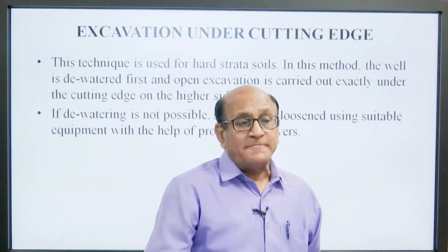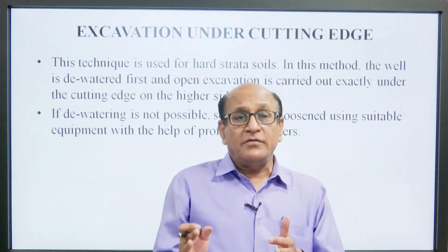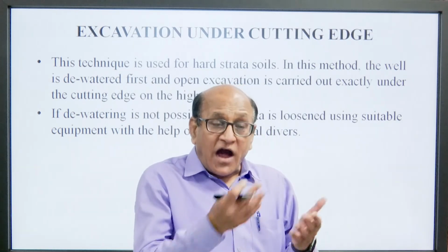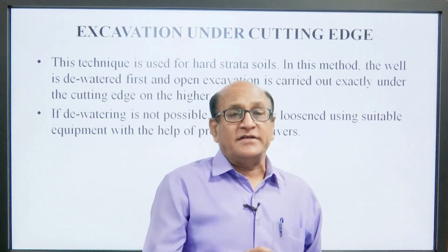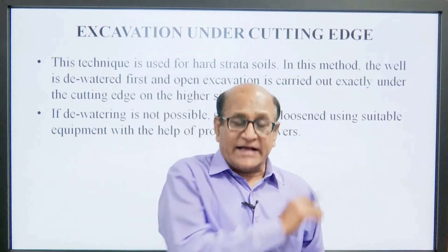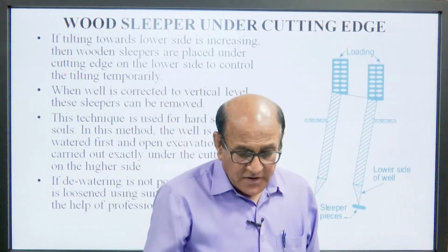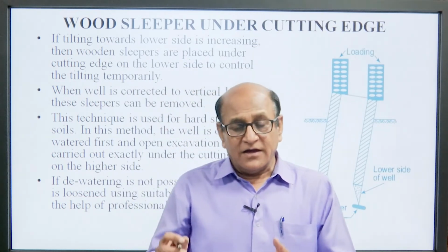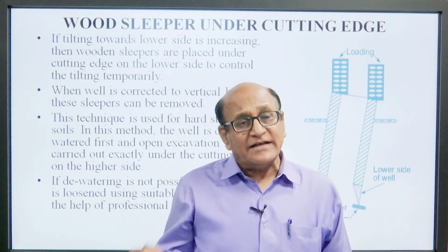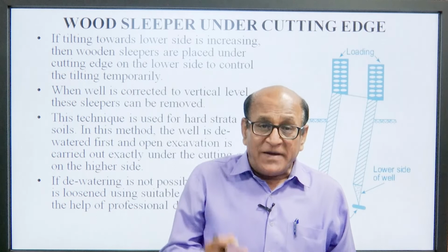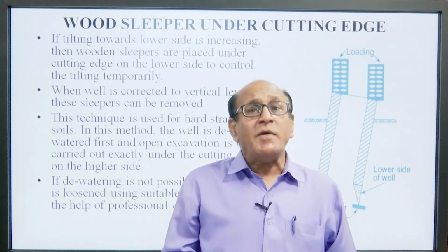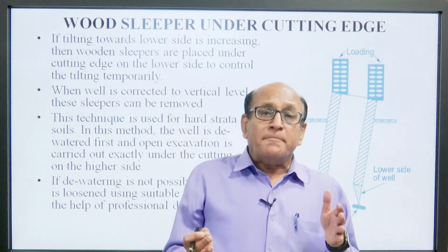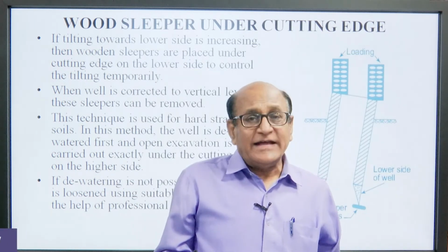Excavation under the cutting edge: if one side of the cutting edge is not sinking properly, then we can excavate earth underneath the cutting edge. So, it can sink easily. Wood sleeper under the cutting edge: if one side is sinking at a very fast rate, then we can place a sleeper at the bottom of the cutting edge of that part of the steining, so that the other side may sink at the proper rate.